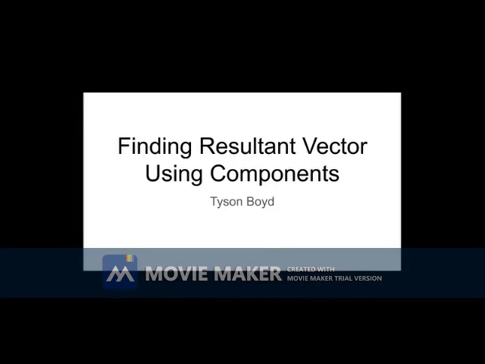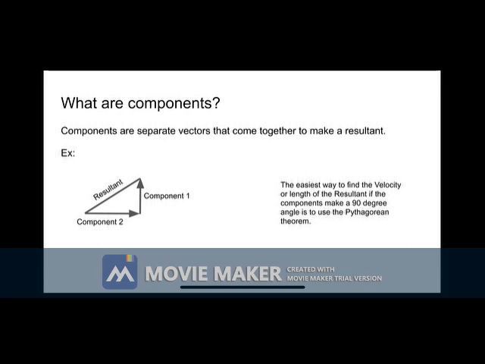My name is Tyson Boyd, and my topic for our project is finding the resultant vector using the component method. So a very important question is, what are components? Components are separate vectors that come together to make a resultant vector, which is what we're trying to find.